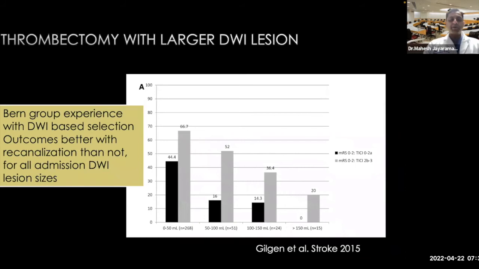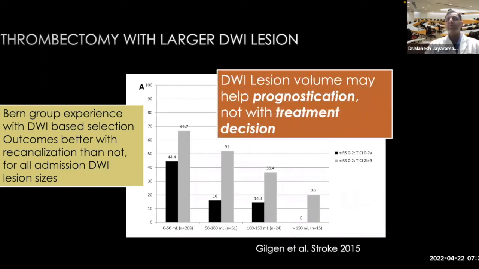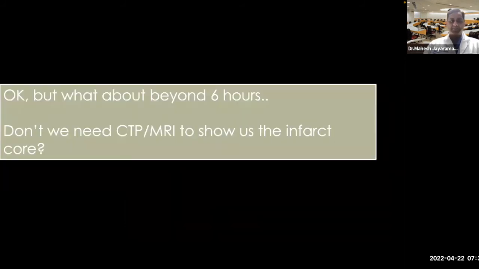What about MRI? So this is from the Bern group based on diffusion weighted imaging, looking at patients who were recanalized versus not. And the outcomes were better with recanalization than not, excuse me, at all DWI sizes. Now, what about diffusion lesion? Again, same thing, may help with prognostication, but not as much with a treatment decision.